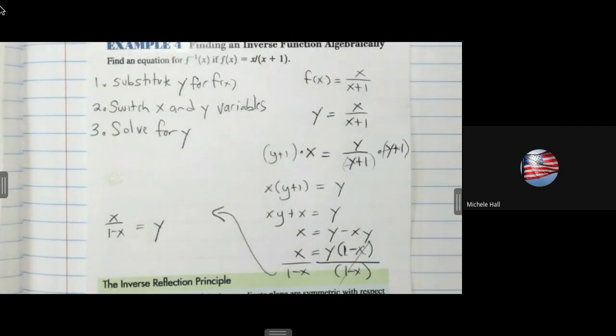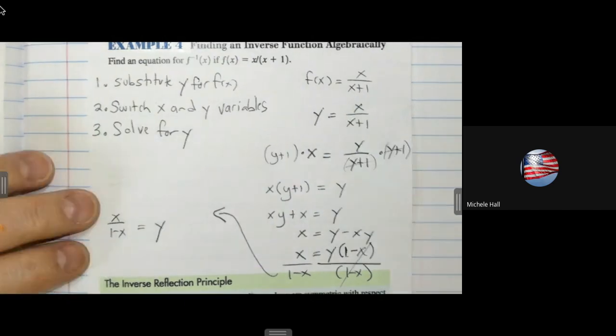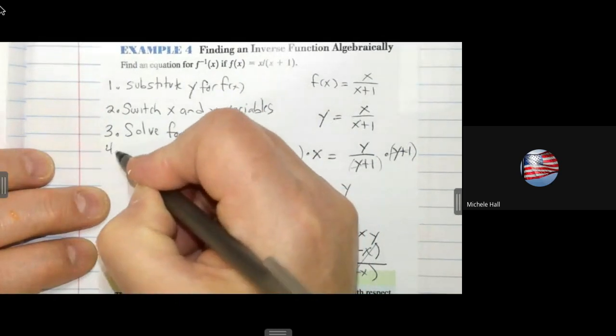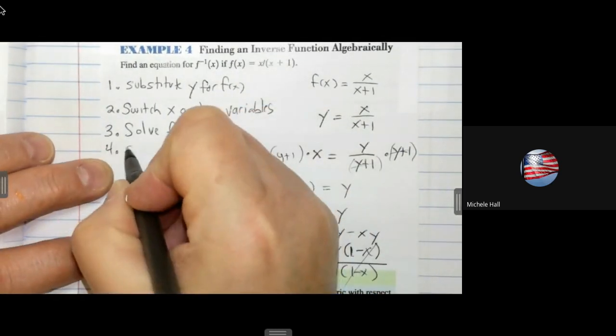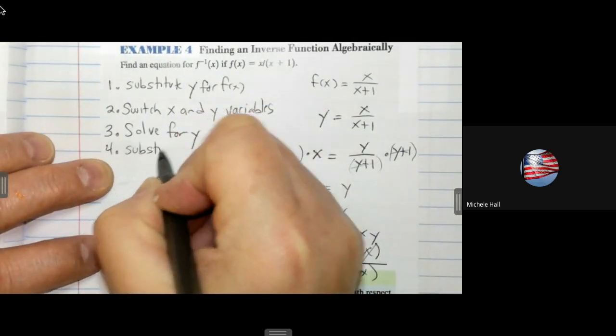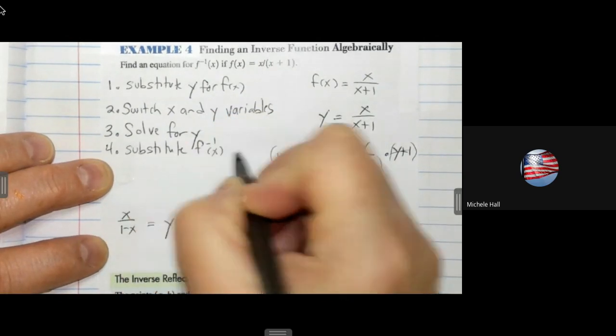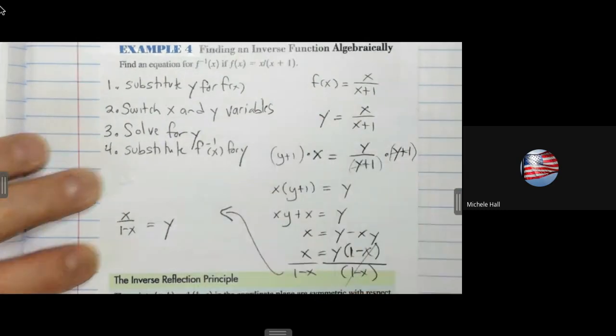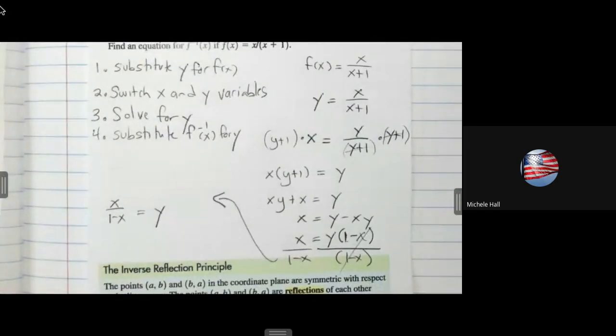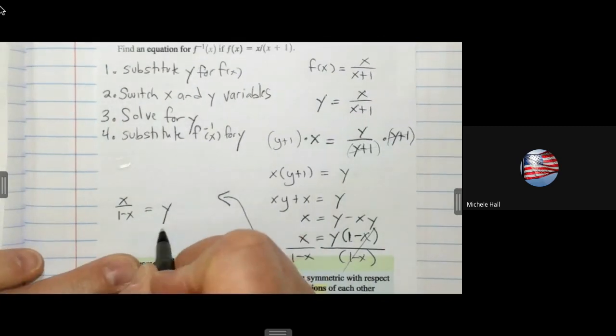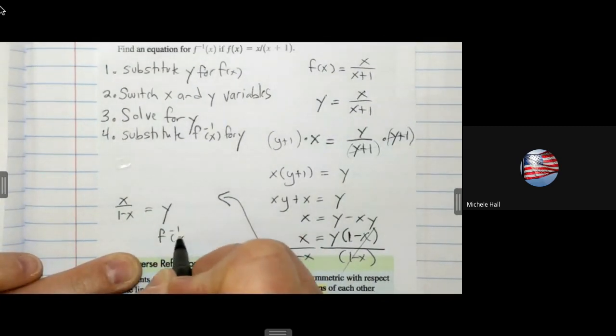Does this look like the inverse? Is there anything about our answer that states that it's the inverse? No, it looks like a regular function y. We actually need to go one more step. We solved, and now we need to substitute. We use that on step 1. Substitute f inverse of x for y. Substitute f inverse of x for the y. That says that you have an inverse now.